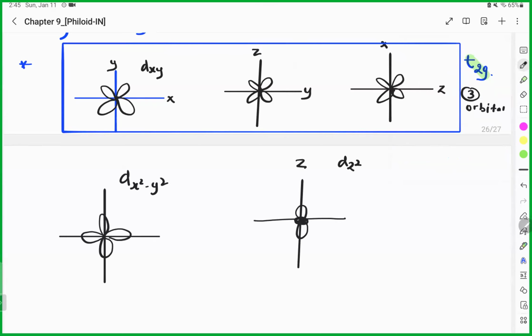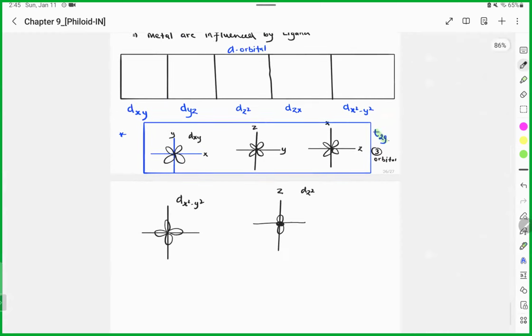Imagine if any ligand is approaching the metal. Any doubt up to here? No, sir.